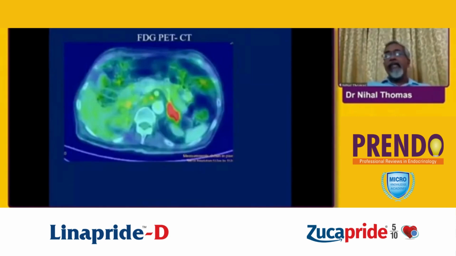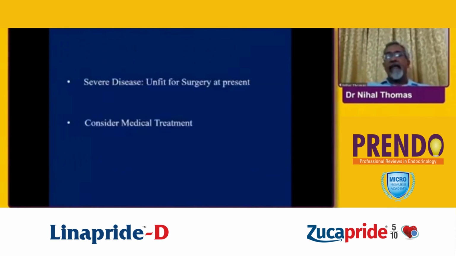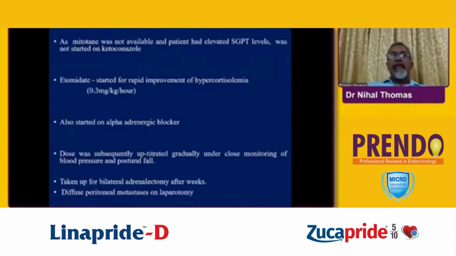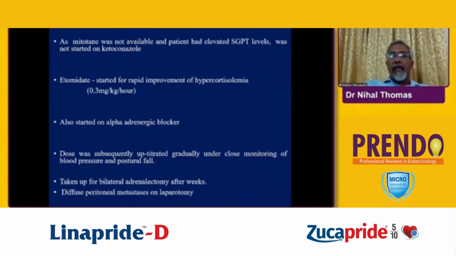This is the FDG PET, which shows the surgery on this side and multiple lobulated small discrete enhancing lesions in the right suprarenal region and a diffusely enlarged enhancing left adrenal gland. Severe disease, unfit for surgery. Consider medical treatment. So we started him on intravenous etomidate, and this resulted in some degree of improvement. He was also started on alpha-adrenergic blockers and taken up for bilateral adrenalectomy after a few weeks.